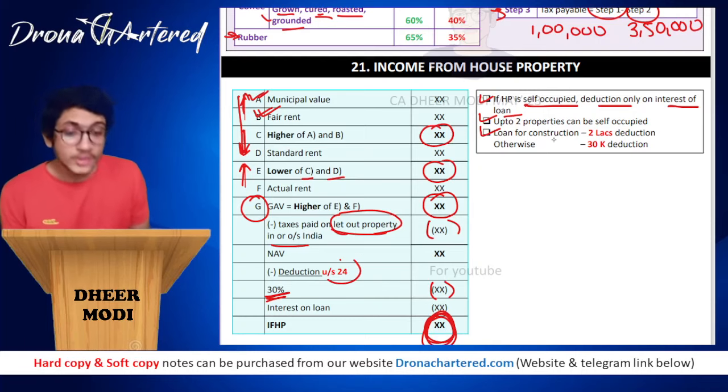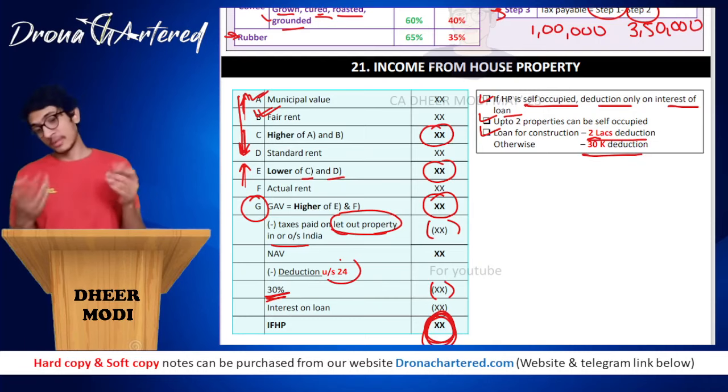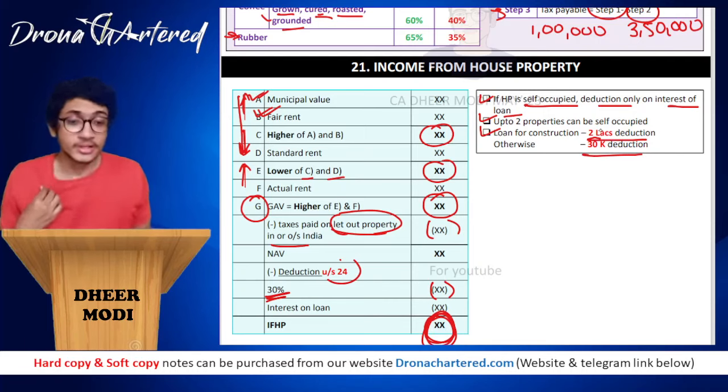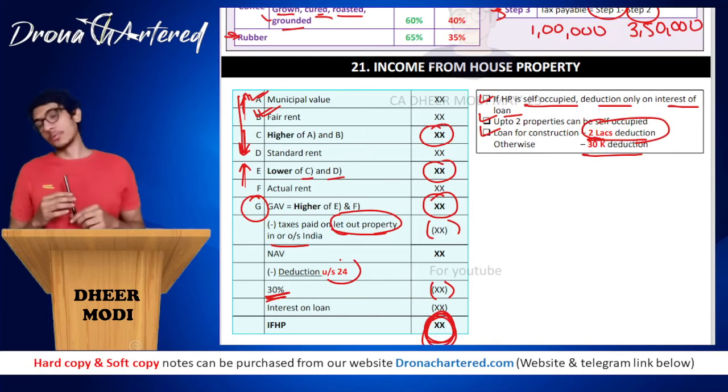Last is loan for construction. If you've taken a loan for construction, you will get a 2 lakh deduction. Otherwise, you will get a 30,000 deduction. That means if you have done any repair or renovation, then maximum you will get a 30,000 deduction. But if it is for construction purpose, you will get a 2 lakh deduction, that is allowed.